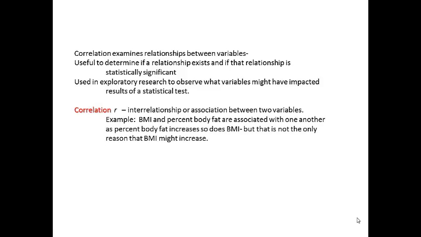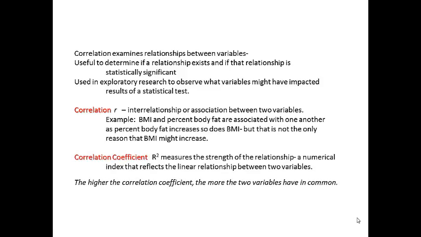We display correlation with a small italicized R. It's a quantifiable interrelationship or association between two variables. For example, BMI and percent body fat are associated with each other. As percent body fat goes up, so does BMI. But that's not the only reason that BMI might increase. A person could have a high amount of muscle mass. This would also have an increase in BMI. BMI is also impacted by height.